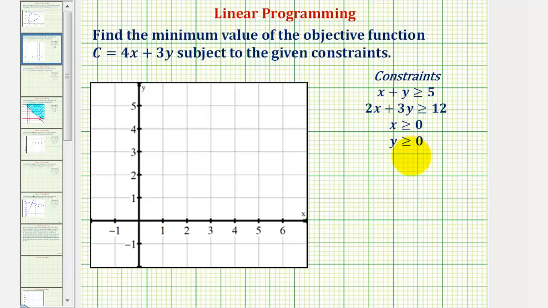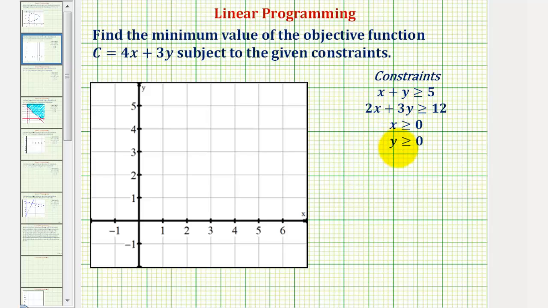Once we find the feasible region, we'll find the coordinates of the vertices, or coordinates of the corners, of this region, and then we'll use those to find the minimum value of the objective function. So let's begin by graphing each inequality. Let's work our way from the bottom up.